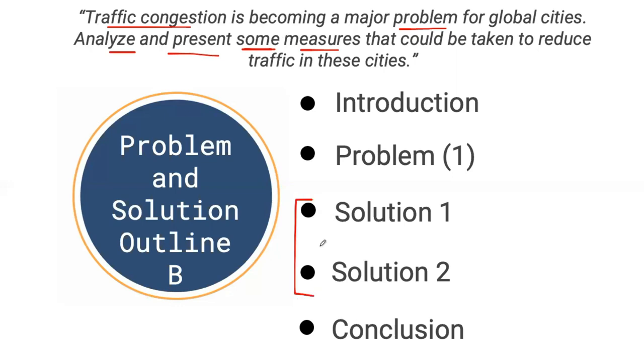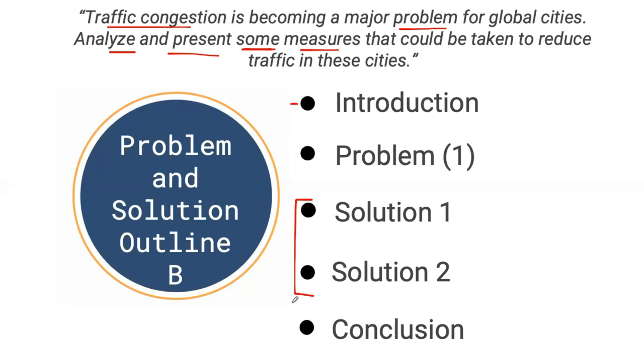So in this case, I would have an introduction paragraph. Your second paragraph would just be the problem paragraph that is already stated in your writing prompt. So you don't have to necessarily think of any new problems. Perhaps just elaborate a bit on traffic congestion, but don't introduce anything new necessarily. And then you'll have two separate paragraphs for two distinct solutions to the problem. And then you would close with a conclusion. So in this case, you would have five separate paragraphs.